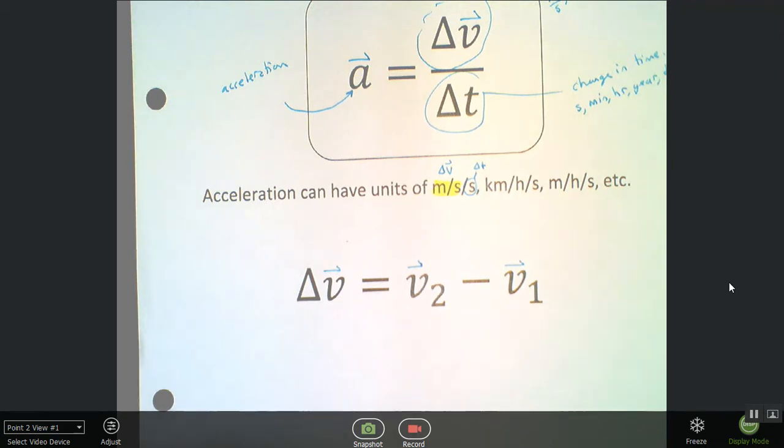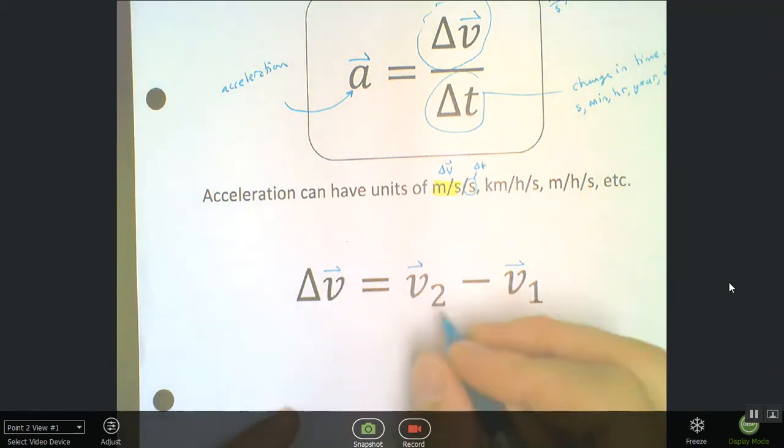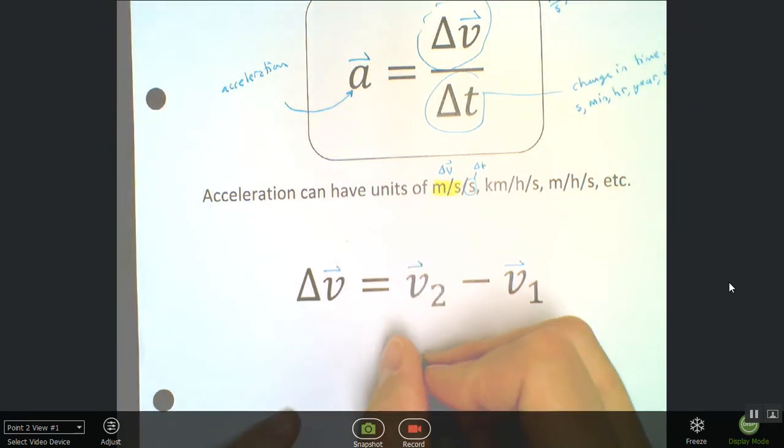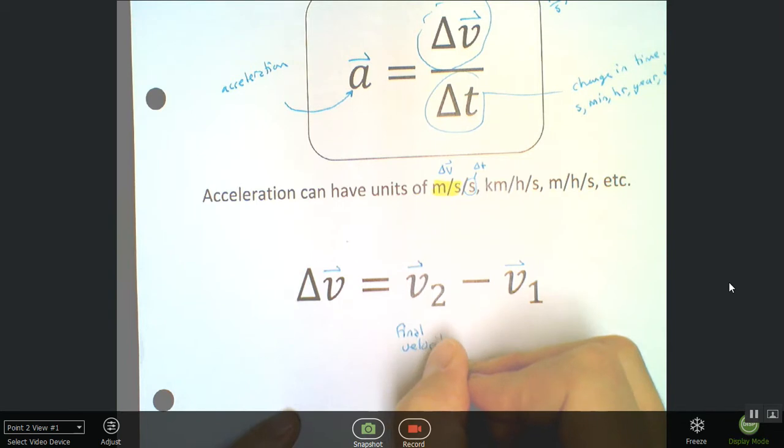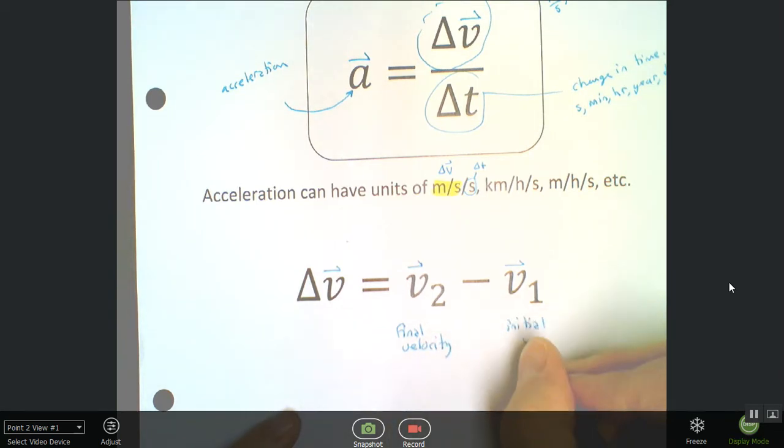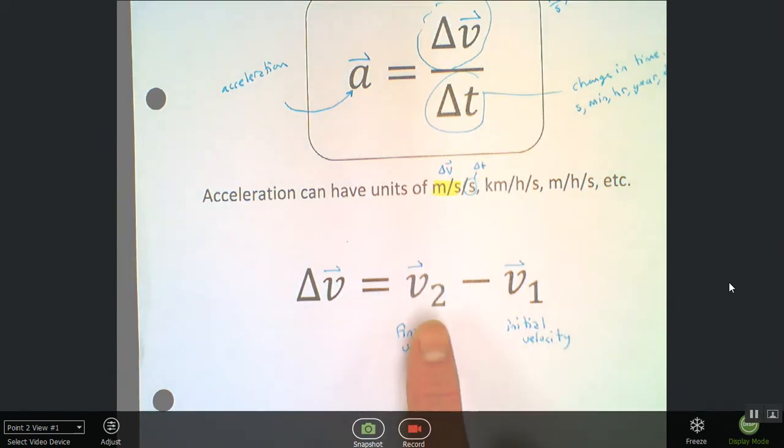So again, to find the change in speed, or the change in velocity, we take the final velocity and subtract it from the initial velocity. Okay, and again, for the most part, these will just be positive and negative, because we're going to be talking about one-dimensional motion.